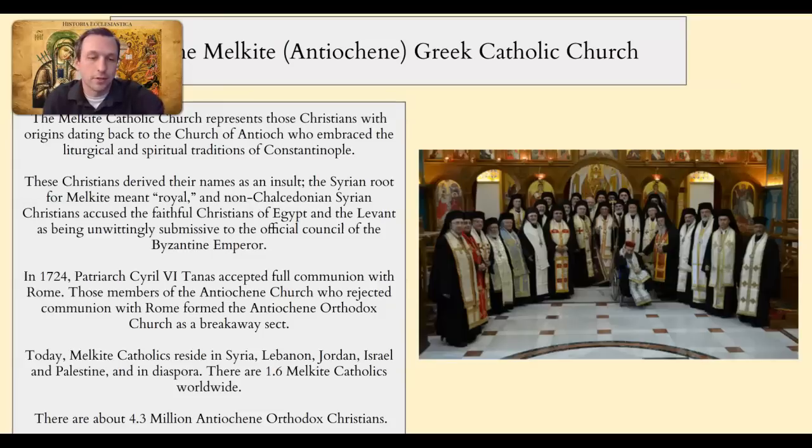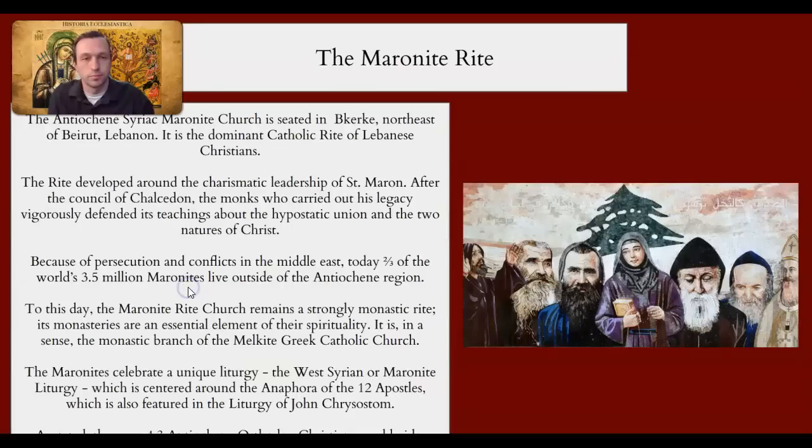Today, Melkite Catholics reside in Syria, Lebanon, Jordan, and Israel and Palestine, and also in diaspora around the world. There are 1.6 million Melkite Catholics worldwide, and there are 4.3 million Antiochian Orthodox Christians worldwide as well.